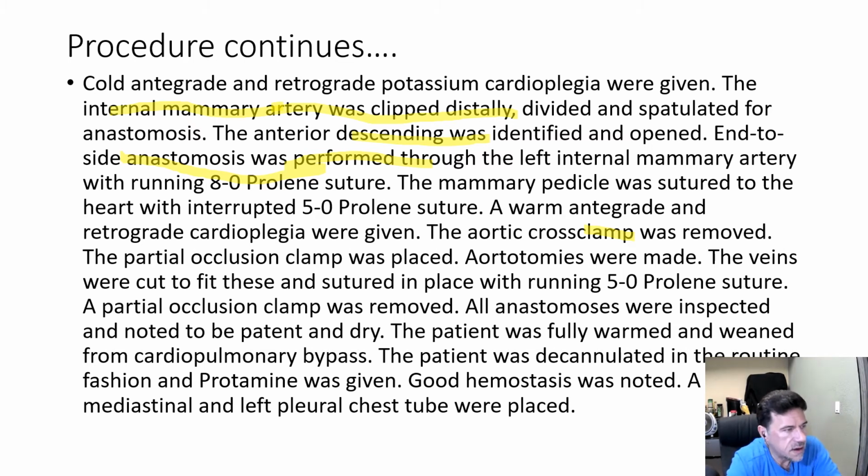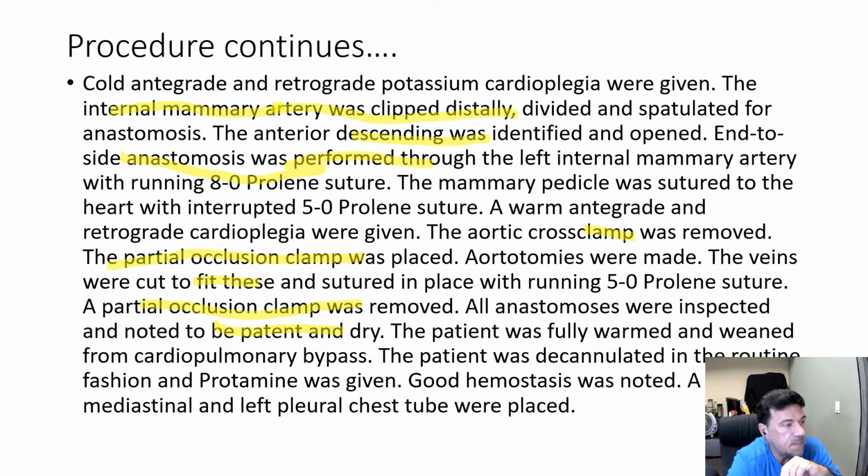The aortic cross-clamp was removed. A partial occlusion clamp was placed. Arteriotomies were made. The vein was cut, beveled, and sutured in place with a running proline. The partial occlusion clamp was removed. The anastomosis was inspected and noted to be patent and dry. Patent means that there is no occlusion, that it is clear, and that the blood can flow freely.